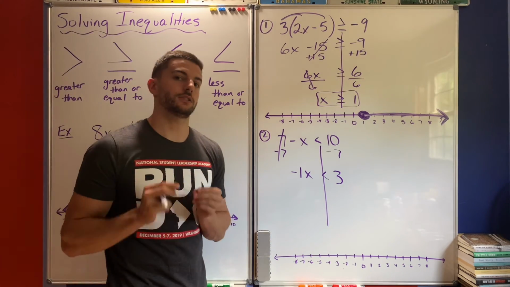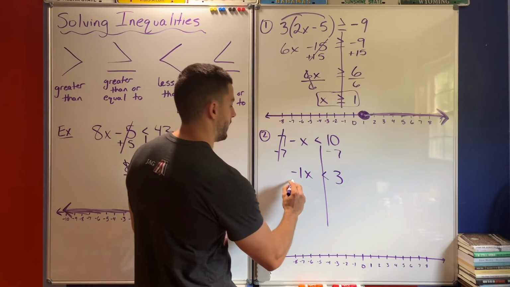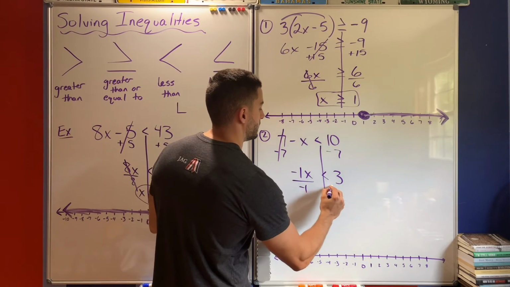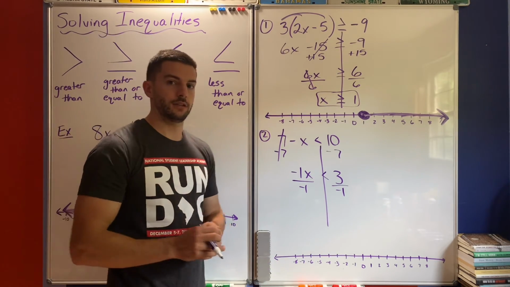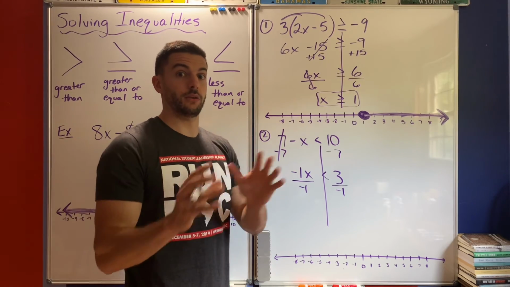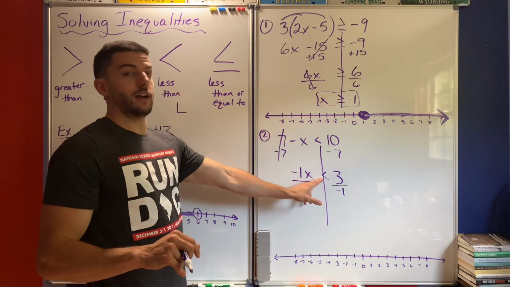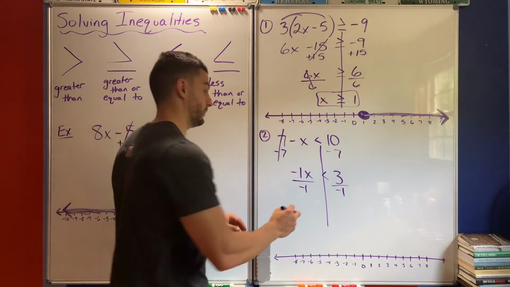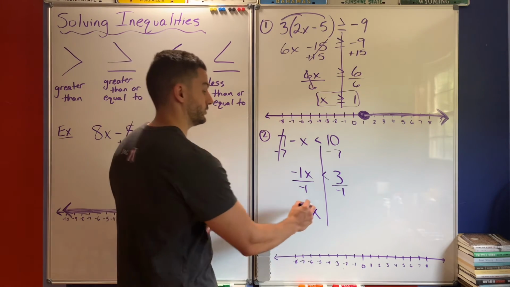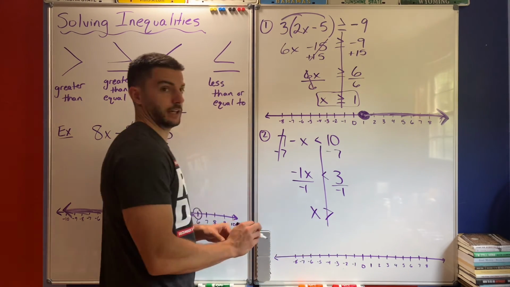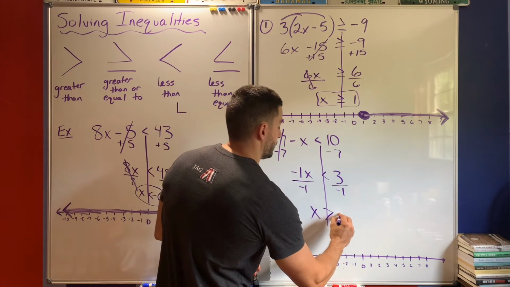Okay, now here's my rule. We're going to run into it right here. My last step is going to be to divide both sides by this negative 1. Okay, but when I divide by a negative, the big rule is when I multiply or divide both sides by a negative with an inequality, this sign flips. Okay, you might have heard that before. So my solution here is actually going to be x is greater than, right? It went from less than to greater than. 3 divided by negative 1 is negative 3.